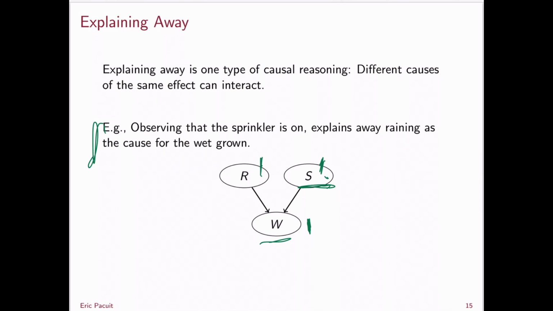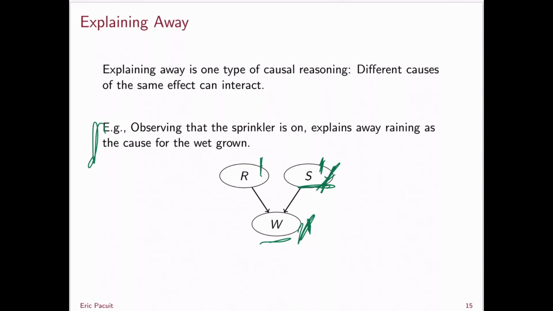Now, you see that the ground is wet. You don't know why the ground is wet. But observing that the sprinkler is on explains away the need for R to cause the ground to be wet. So observing S and W might actually lower the probability of R. And that's because you've explained away the need for R to cause the ground to be wet.